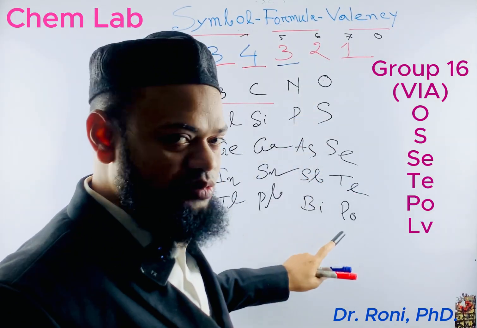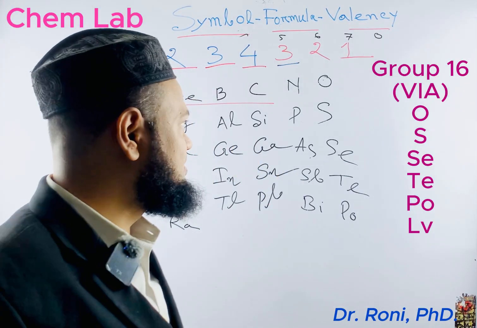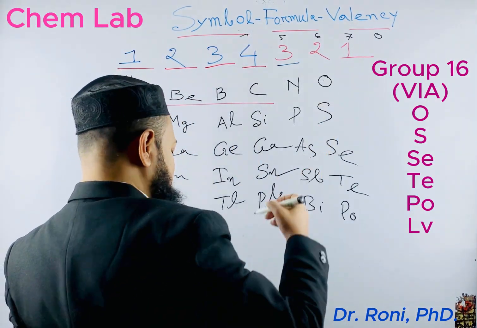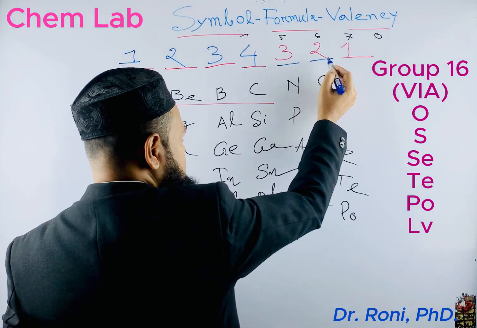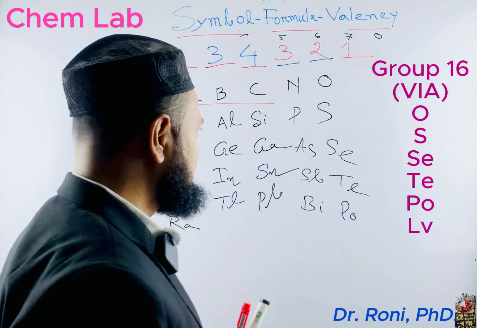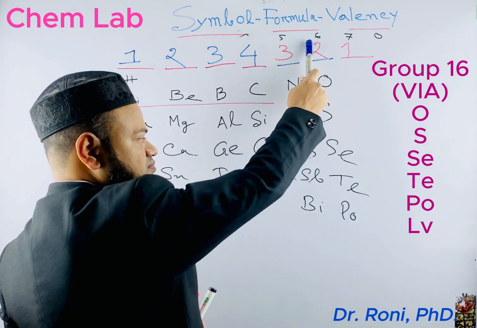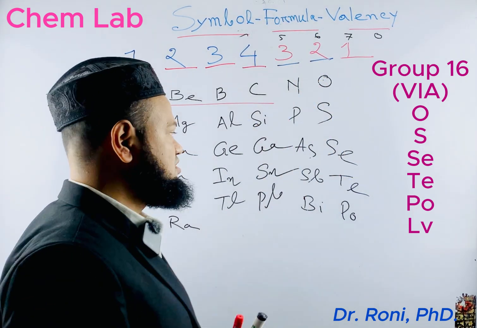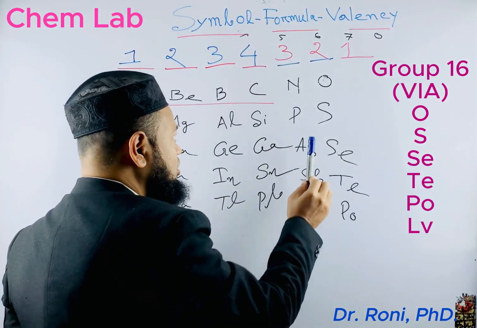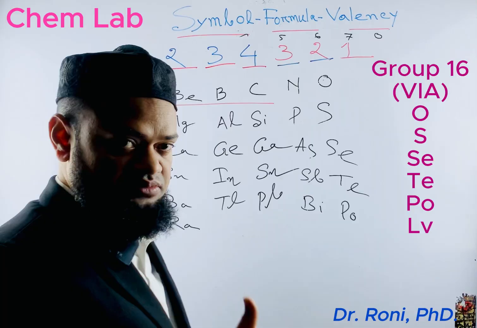Oxygen, sulfur, selenium, tellurium, polonium. All of their valencies are only 2. So valency of oxygen, sulfur, selenium, tellurium, polonium is 2. Similarly, all these are 3, all these are 2.